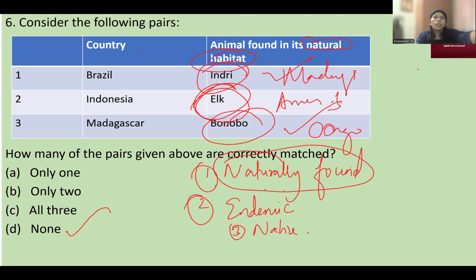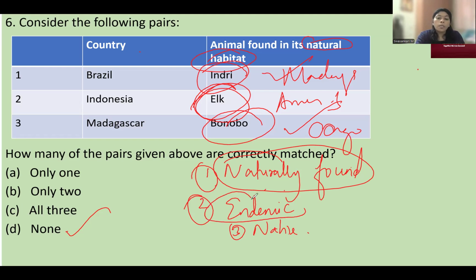Naturally found means there is no artificial intervention. Naturally that species is in that place. That is naturally it is there. You are not introducing it inside. Like how we are introducing the cheetah now. Once it was naturally found, not now.